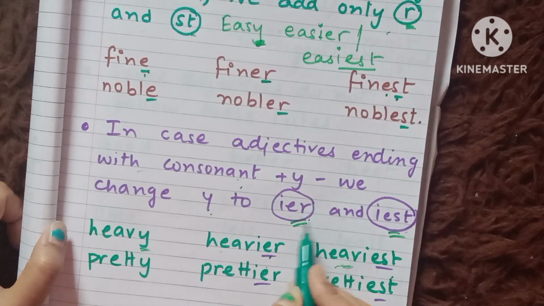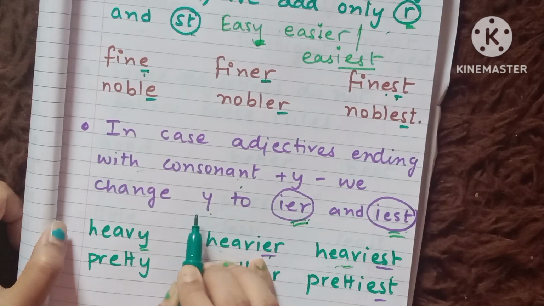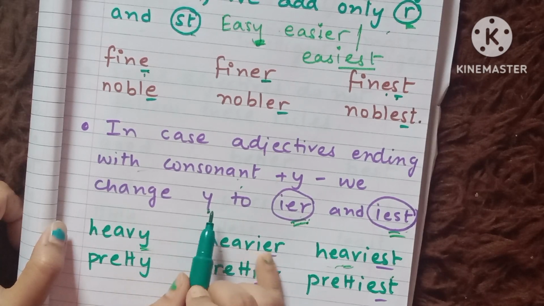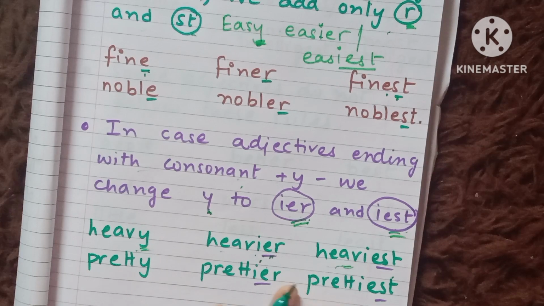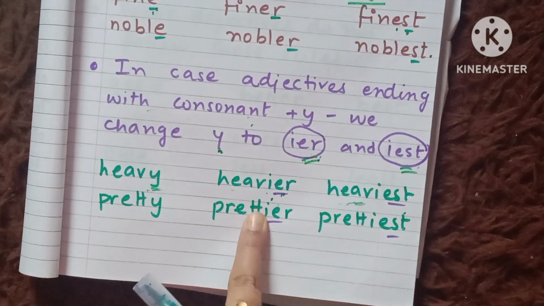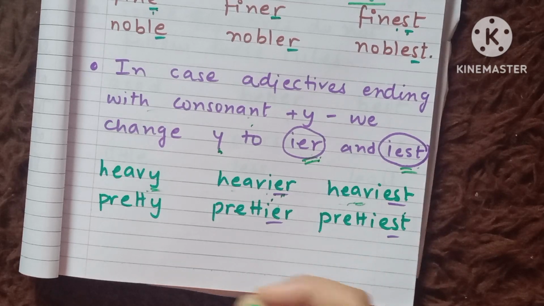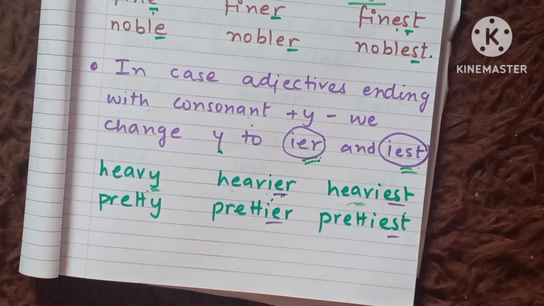But you can teach the children, those who are not aware of the phonics rule, that IER comes when the consonant is there before the letter Y. So we have to remove the letter Y and write IER. So heavy becomes heavier, heaviest. Pretty, prettier, prettiest. Easy, easier, easiest. Funny, funnier, funniest.